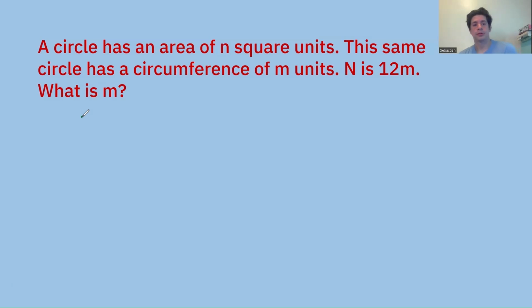So here's this one. A circle has an area of n square units. The same circle has a circumference of m units. N is 12m. What is m?